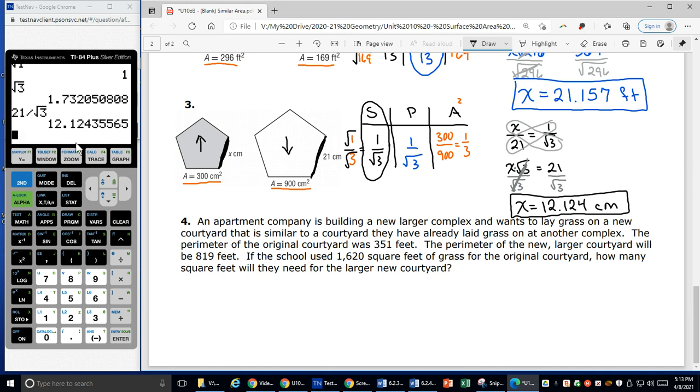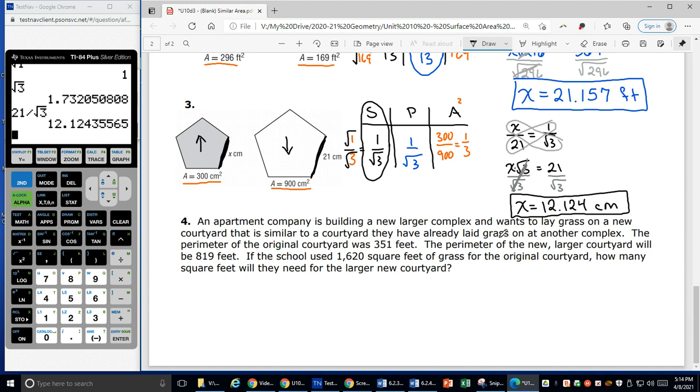An apartment company is building a new, larger complex and wants to lay grass on a new courtyard that is similar to a courtyard they have already laid grass on at another complex. The perimeter of the original courtyard was 351 feet. The perimeter of the new, larger courtyard will be 819 feet. If the school used 1,620 square feet of grass for the original courtyard, how many square feet will they need for the larger new courtyard?